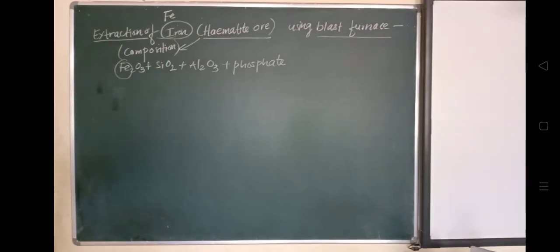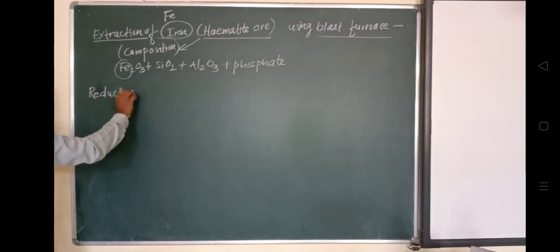So the different method, that is already mentioned in the flow chart. Flow chart हम लोग बाद में देखेंगे. So iron is extracted from the hematite by its reduction. Reduction process is applied.